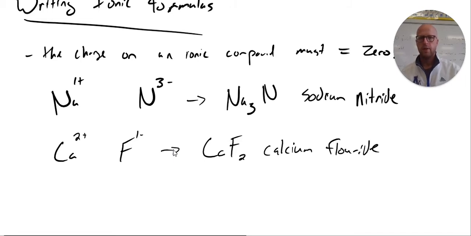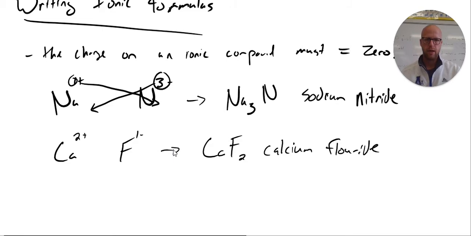Okay. Now another way to do this is called the crisscross method. If we take the charge of this and we cross it down here, it tells me how many sodiums do I need. How many sodiums do I need? Well, I need 3. How many nitrogens do I need? I need 1, Na3N.